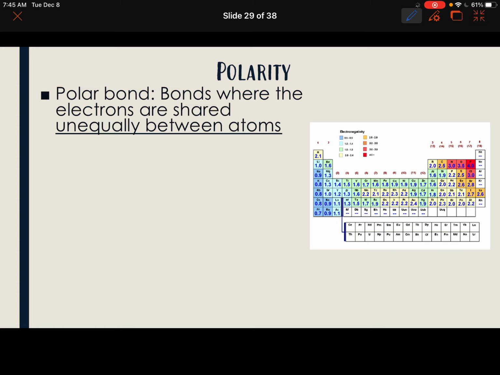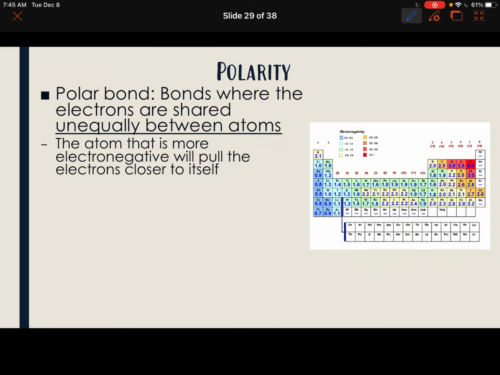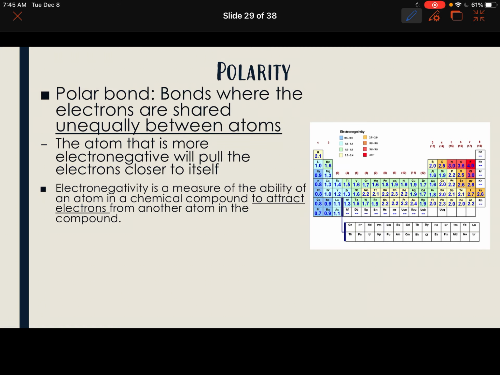So think of a tug of war. If you and your friend want to do a tug of war, say your friend's stronger than you, your friend is going to be pulling the rope closer to him or herself than yourself. And that's because your friend is stronger than you. That's the same with atoms. So the atom that is more electronegative will pull the electrons closer to itself.